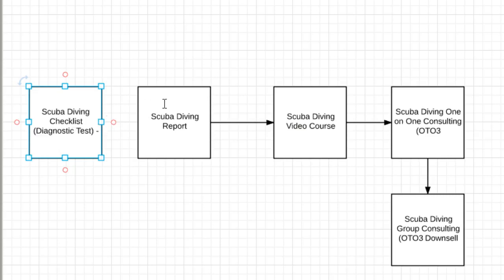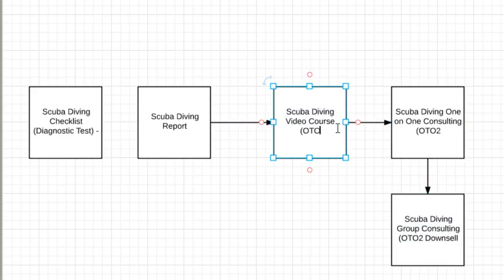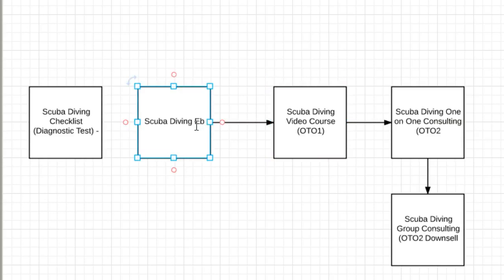So let's see, OTO 3, 2, 1, front end offer. I'm going to actually do just OTO 2, because in this case we could solve their problems via this. So we're going to do OTO 1. Actually, instead of a report, we're going to do an ebook, and that can be the front end. That could be anything you want. You could do something like the top 10 reasons why you fail in scuba diving.